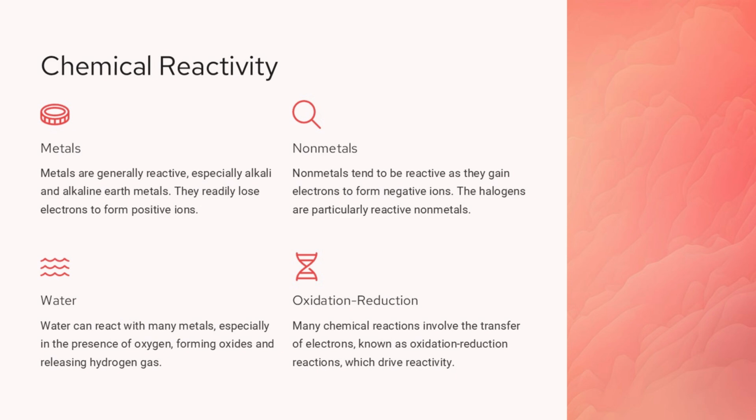Metals are generally very reactive, especially the alkali and alkaline earth metals. They readily lose electrons to form positive ions. Nonmetals tend to be reactive as well, as they gain electrons to form negative ions. The halogens are particularly reactive nonmetals.